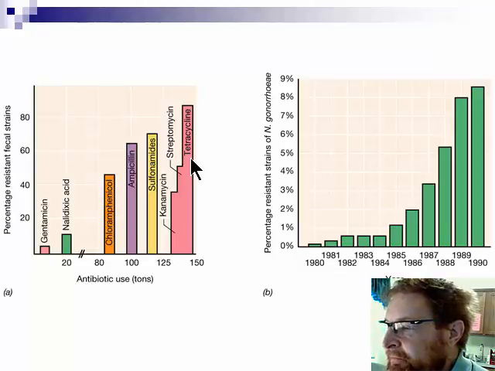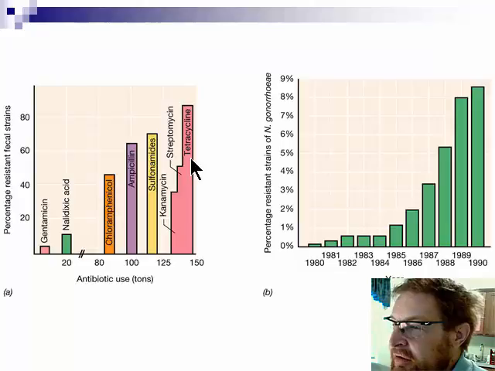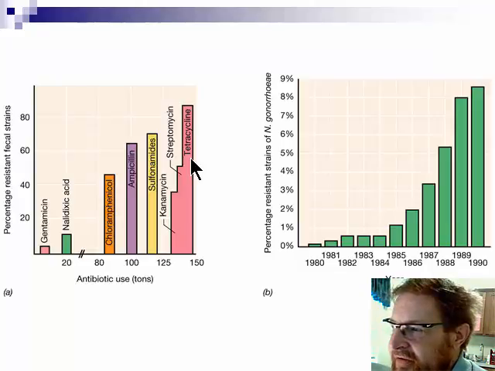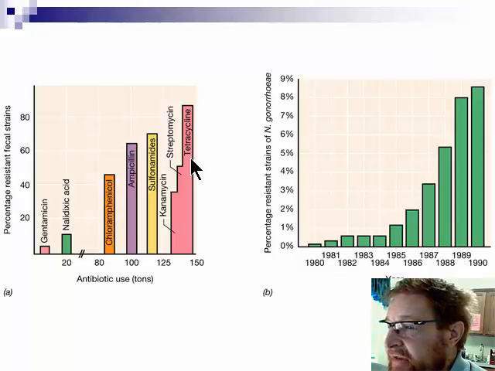In panel B, this is a little bit scary too, and so here's the percent of strains of Neisseria gonorrhoeae that are resistant over years. And one of the reasons that this graph becomes extra scary is Neisseria gonorrhoeae is the causative agent of gonorrhea. And you can see that it's getting up to 10% of the cases that are going to be resistant to it.